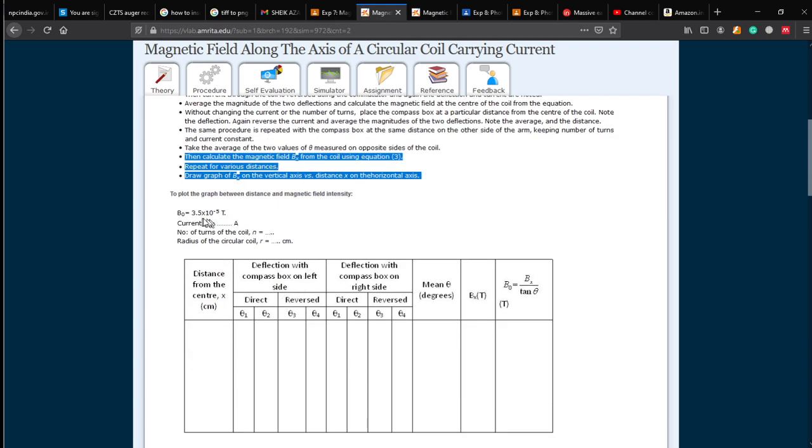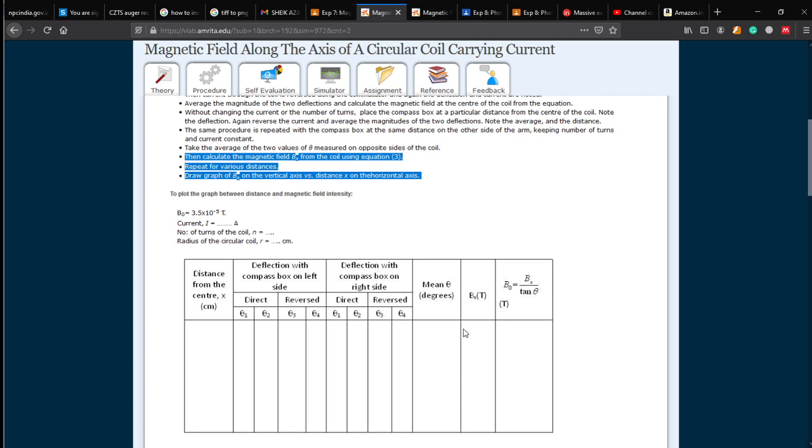In the procedure part we have this table. In this table we'll have, suppose, 0 centimeter, 5 centimeter, 10, 15, 20, 25. We have taken all these values, and for these values we have different theta and different x values, and Bx values also. So depending on this x value, we have different Bx values. So now what we have is x and Bx. We have several x's and several Bx's.